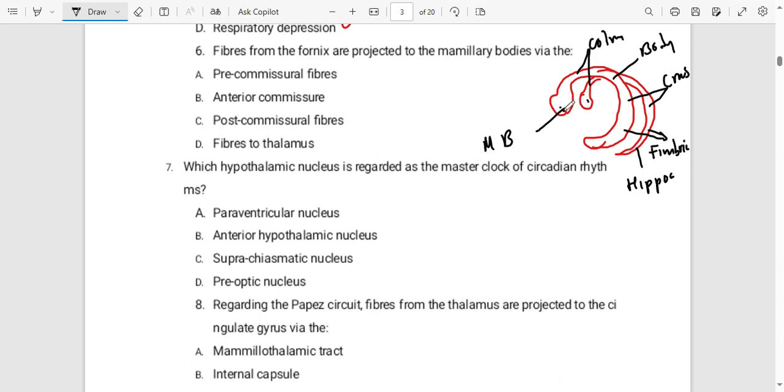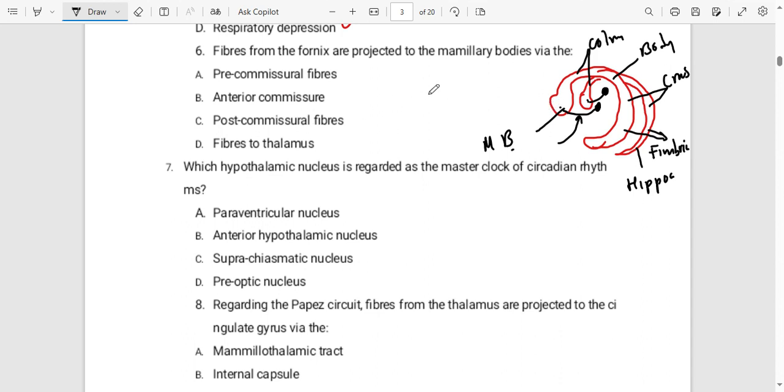The mammillary body will also connect to the thalamus, specifically what we call the anterior nucleus of the thalamus. Because we are coming from the mammillary body to the thalamus, we call this the mammillothalamic tract. It's an important part of the Papez circuit.